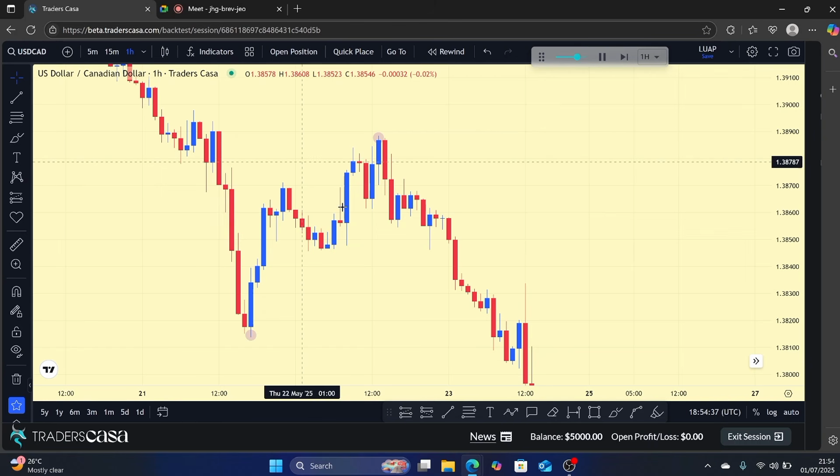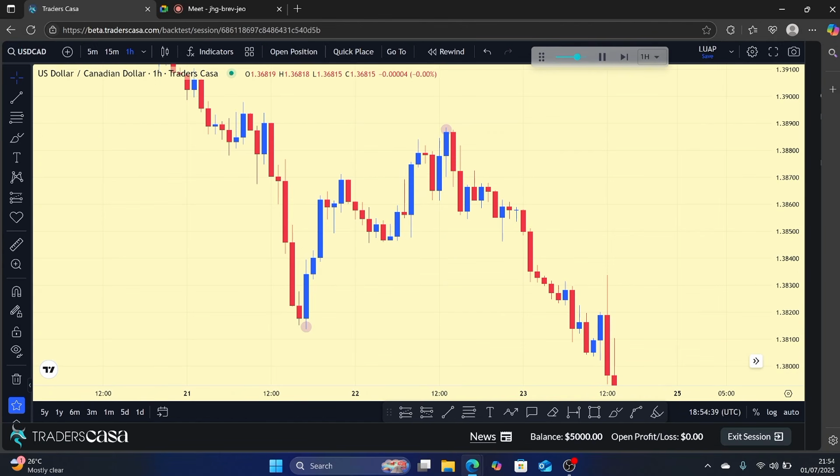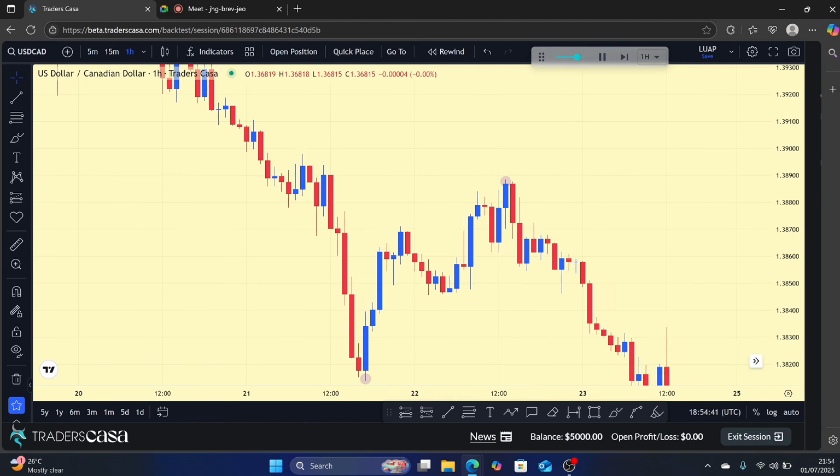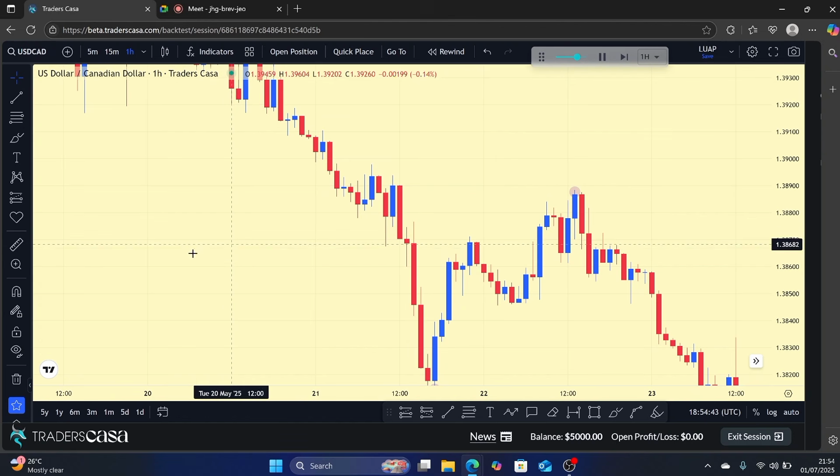Alright, so onto our class. You can clearly see this. Let me check this scenario. Yeah, right here. So this one here, you can clearly see we're in a downtrend. So is this a pullback? Yes, it is a pullback.